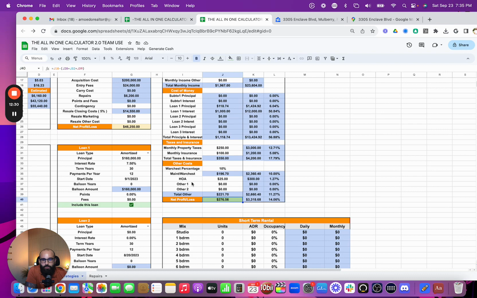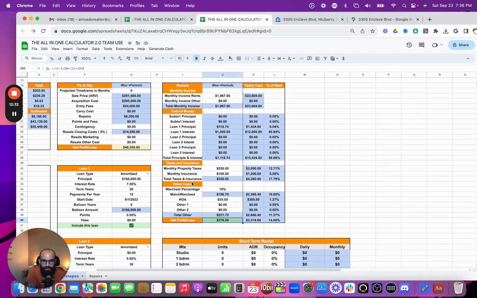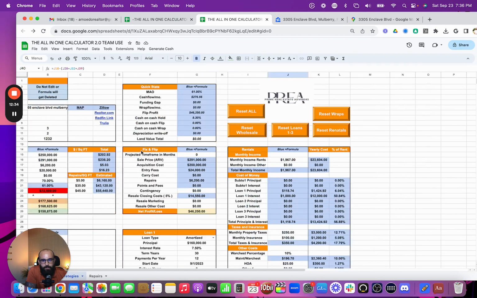Now, if this was your entire thing, and you just wanted to underwrite a house like this really quickly, you can come up here and you will see some stats. You will see that your cash on cash on this buy and hold is 8.3%. Not too bad. You can also get your depreciation write-off right here. Let's say that the land value for this house is $60,000. You would put that right here, and you'll see that you're able to depreciate $5,000 every single year.